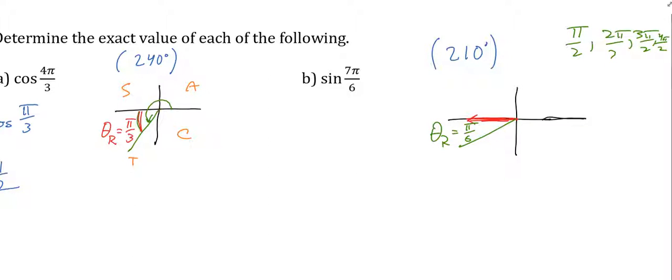Okay, so that means, and sine is negative there, because tan is the one that's positive. So that means this is equal to negative sine of pi over 6.